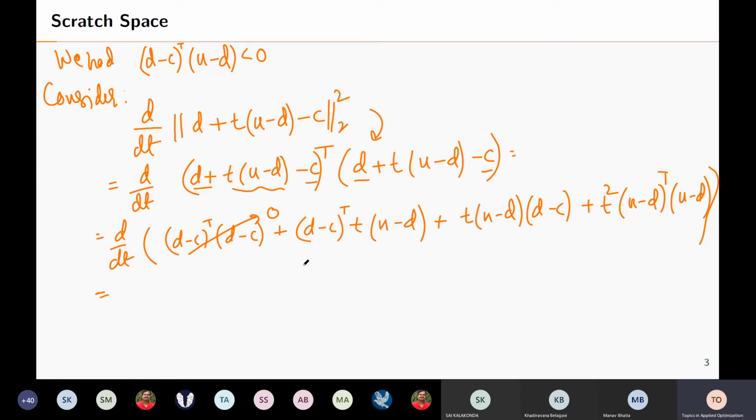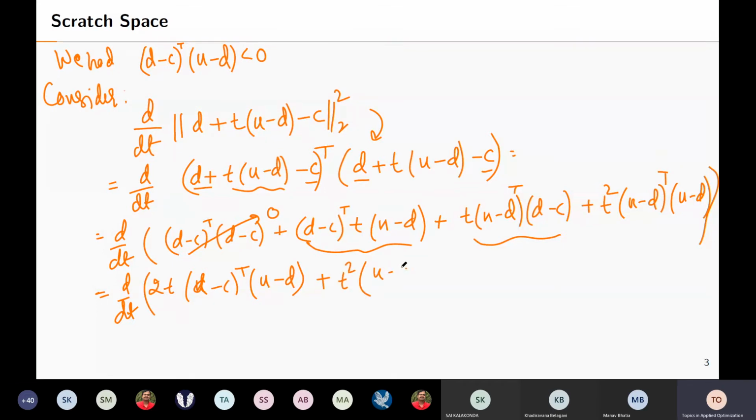So if we take the derivative of this, we get 2 of this because they are the same term, right? U minus d here should be transpose. So this is like 2t, and d minus c transpose u minus d. So this is still d by dt, I have not done d by dt yet, and then plus t square u minus d transpose u minus d.